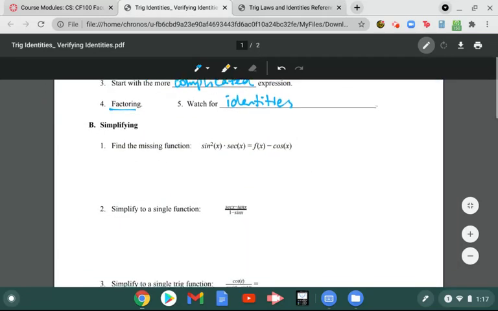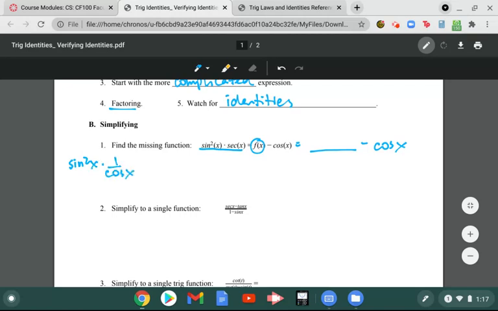Let's go ahead and start with this first example. We want to go from this original form here, sine squared x secant x, and we want to write it as something minus cosine x. So we're going to be identifying f of x. What we're really doing is we're looking for something minus cosine x. So we want to write it in that form. I'm going to go ahead and start by changing everything into sines and cosines. So I'm going to start on the left-hand side there, and sine squared x times secant, I can write that as 1 over cosine x.